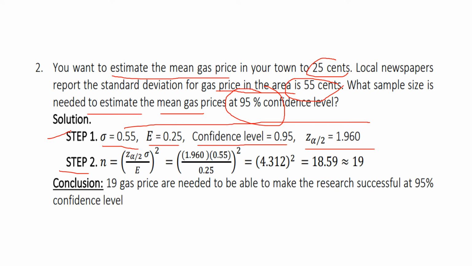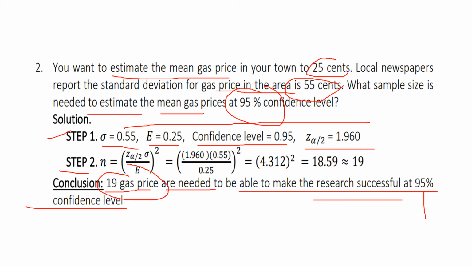So we need to round up this one because there is no such thing as 0.5 gas price. So it should be a whole number. So our conclusion: 19 gas prices are needed to make the research successful at a 95% confidence level. So we need 19 gas prices to make this research successful using your 95% confidence level.